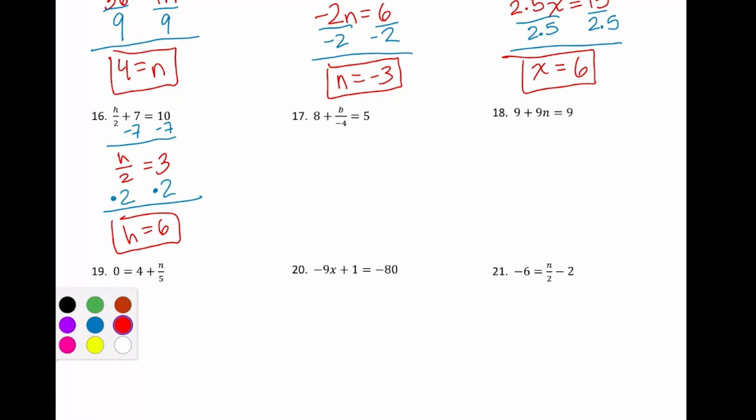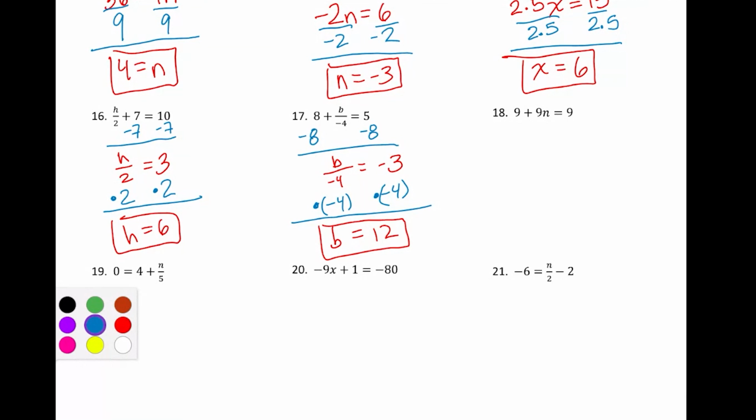For number 17, I'll start by subtracting 8 on both sides. Then I'll have b divided by negative 4 equals negative 3. Then I will multiply both sides by negative 4. Now this notation looks a little weird, so because I'm multiplying by a negative, I don't really have to put these parentheses here, but I feel like it makes it a little easier to read, so you're not confused on, like, am I subtracting or what's happening there? So anyway, I do want to multiply both sides by negative 4, and I get b equals 12.